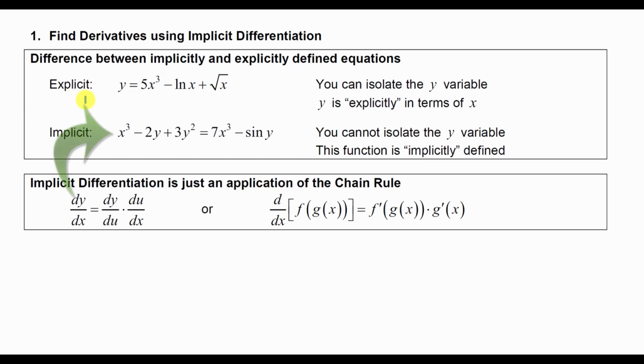That's called explicit form. Now look at the bottom equation: x cubed minus 2y plus 3y squared equals 7x cubed minus sine y. When an equation has x and y combined together on one side or both sides, and you cannot isolate the y variable, we say the function is written implicitly. So this is the implicit form of an equation. And in this section, we're going to learn how to do implicit differentiation. We can still find dy dx even if the function is written in implicit form.